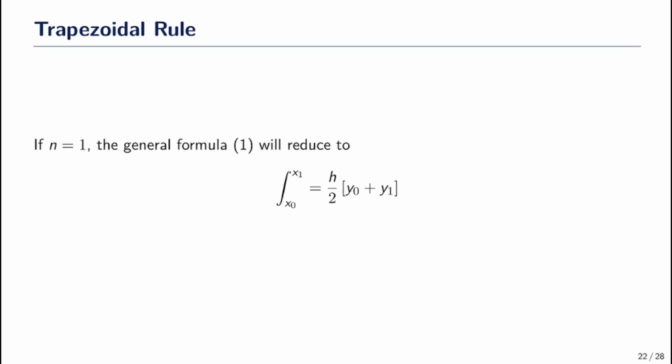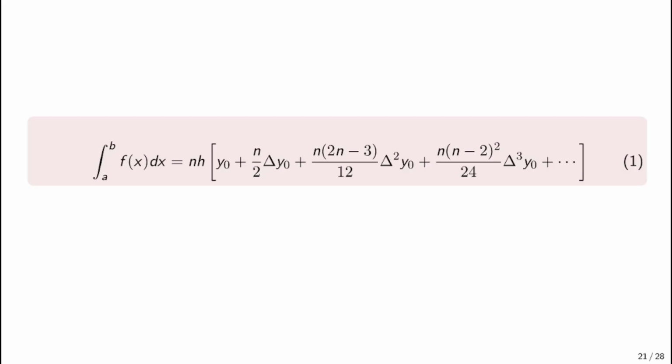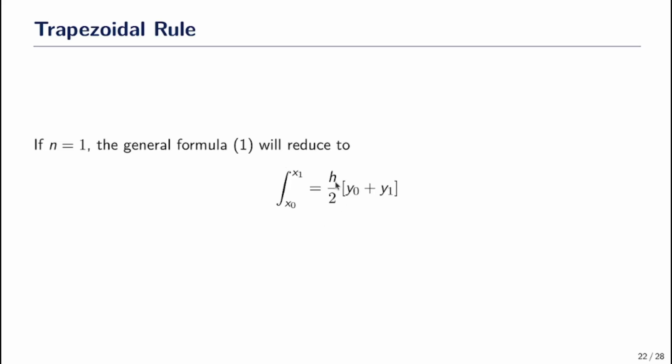Now let us put n equal to 1 in this general formula and integrate from x0 to x1. If you put n equal to 1, the other terms will become 0, that is, only y0 and Δy0 will be there. So h[y0 + 1/2 Δy0]. Δy0, we know, is y1 minus y0. Simplifying, we will get h/2 times (y0 + y1).